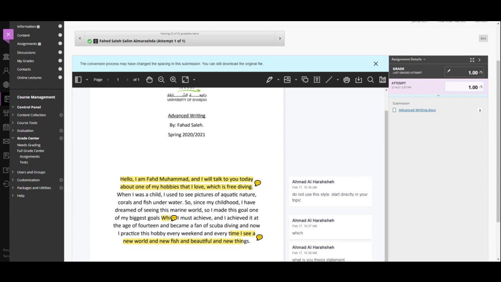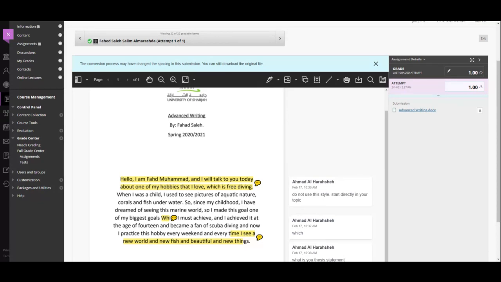Again, "I practice this hobby every weekend and every time." So what? For me, as a reader, and I'm not criticizing you, Fahad, we are here just to learn. You say that you practice this hobby every weekend. So what? How can you convince me? Wallahi, you practice it every weekend. This is an announcement thesis statement. This is not a thesis statement.